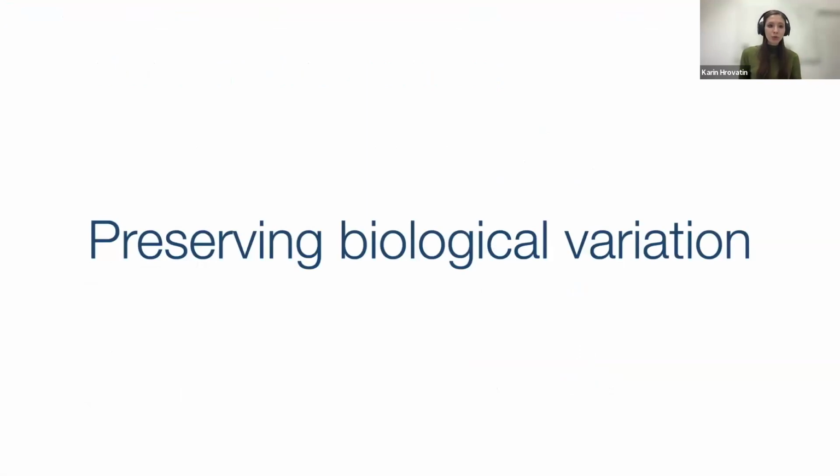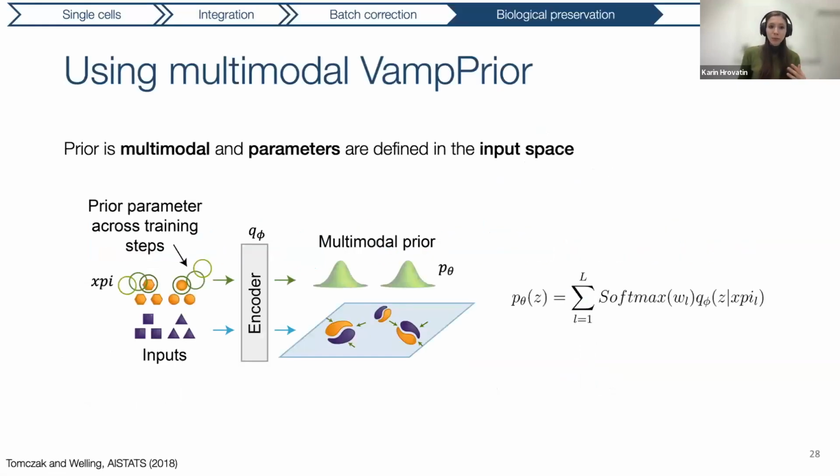Now, let's quickly look through some of the methods that actually improve preservation of biological variation. First of all, we are going to propose to use VampPrior for integration. Now, VampPrior has been used before for single-cell representation, and it has been shown to improve biological preservation. However, it hasn't been tested in the integration setting, and I'm going to motivate why it is so interesting for integration specifically. But what is actually the VampPrior? This is a multimodal prior where you have multiple Gaussian components in your prior. So basically something like a Gaussian mixture.